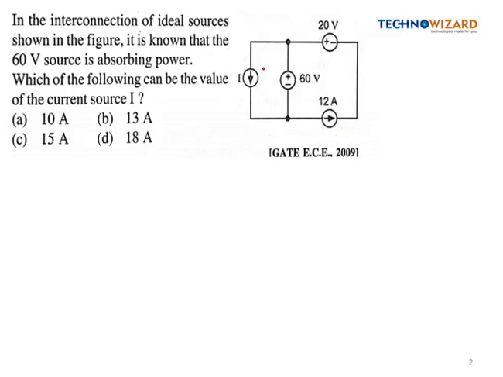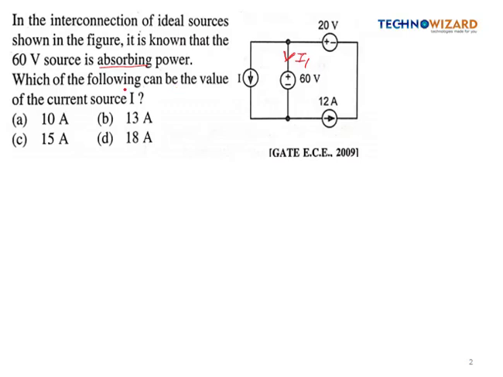So basically, the question is saying that the 60-volt source is absorbing the power. It means the current must enter the positive terminal of the voltage source, then only it will be absorbing the power. If the current is in the outward direction, then this source will be delivering the power. But in this question, the 60-volt source is absorbing the power. It means the current must enter the positive terminal. So let us assume this is current I1.